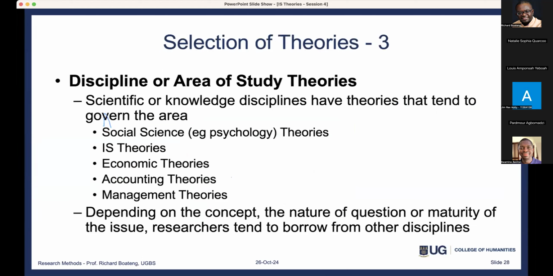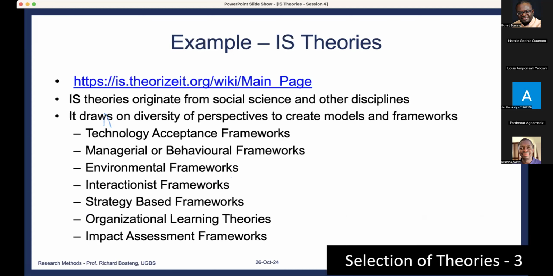The last area has to do with the fact that theories can come from a particular discipline. So there are social science theories. There are even theories that people say are information system theories, economic theories, accounting theories, management theories. But depending on the concept, the nature of the question or maturity of the issue, researchers tend to borrow from other disciplines. So if you go to this website, IS Theorize, it has a list of, I think it's managed by one of the universities abroad, so many different types of theories and what they can be used for, and then the critiques for the theory, so that you can know what to address.